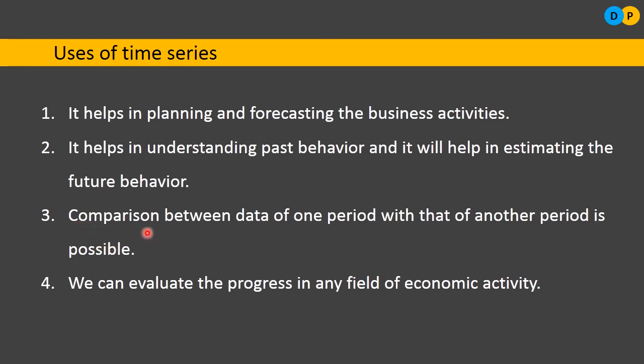Next, the third one is that comparison between data of one period with another period is possible. If you want to compare data from one period to another period, then the best way to do this is with the help of time series. The next one is we can calculate the progress in the field of economy. Economic activity includes a lot of things: production, manufacturing, services, all the other things. If you want to study a particular activity and what progress has been achieved, then that can be easily done with the help of time series.